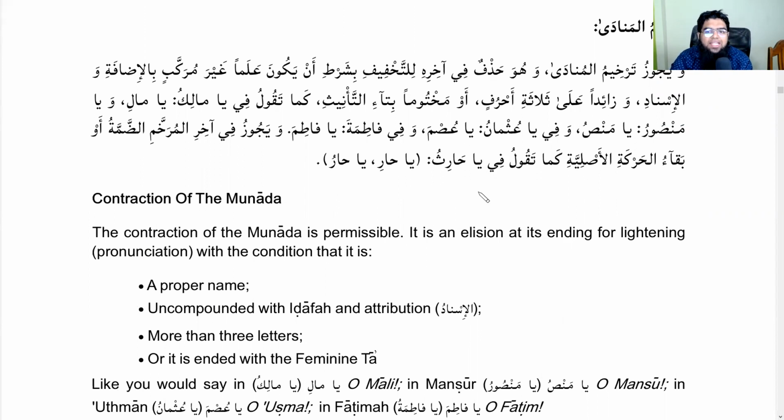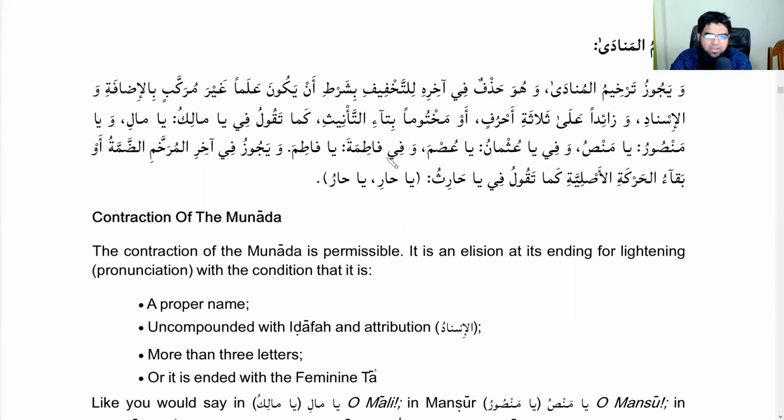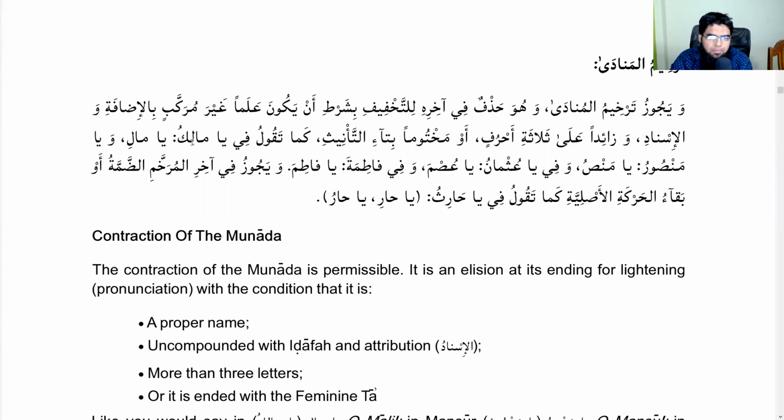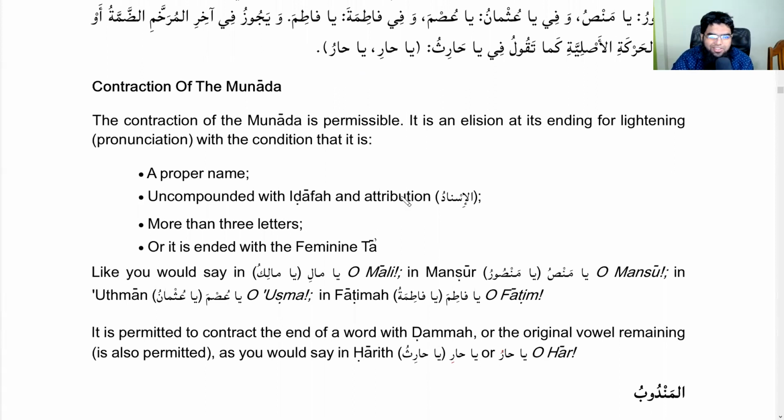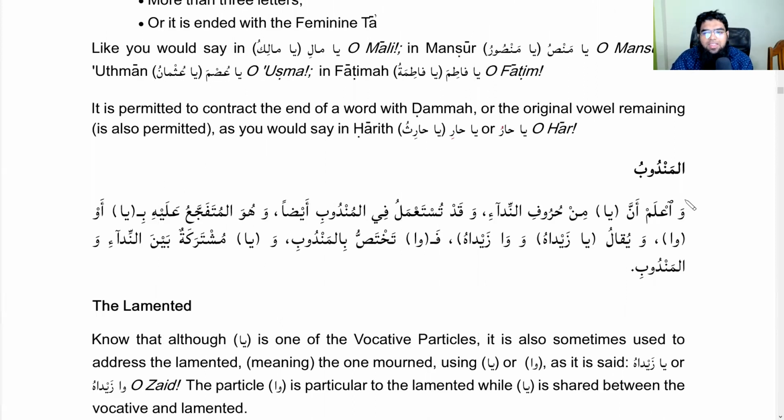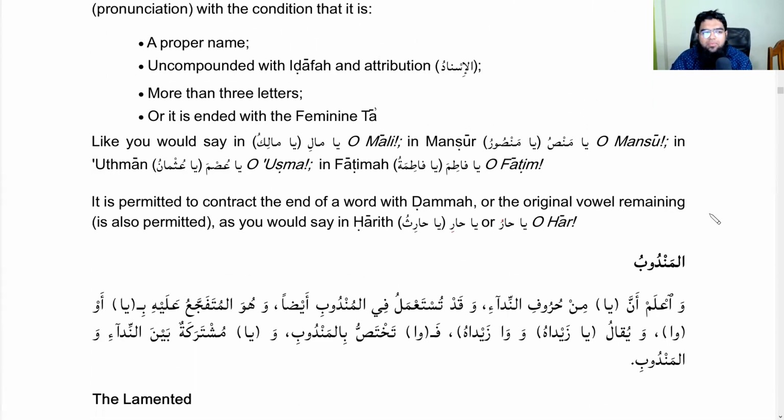أو بقاء الحركة الأصلية. Or you can leave the haraka as it is. Like just now, Malik, you left the kasra as it is. You said, Ya Mali. But you can give a dhamma also. Ya Malu. Just lovingly. كما تقول في حارث, you can say Ya Hari. One way is to leave the kasra as it is, Ya Hari. Or you can say Ya Haru. This Haris became Haru. And that is called Tarkheem.